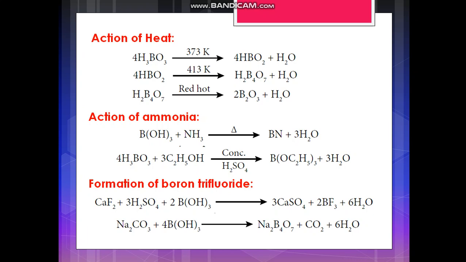Reaction with ammonia. Fusion of urea with H3BO3 in an atmosphere of ammonia at 800 to 1200 Kelvin gives boron nitride. When boric acid or a borate salt is heated with ethyl alcohol in presence of concentrated sulfuric acid, an ester, trialkyl borate, is formed. The vapor of this ester burns with a green edged flame, and this reaction is used to identify the presence of boron in a substance.